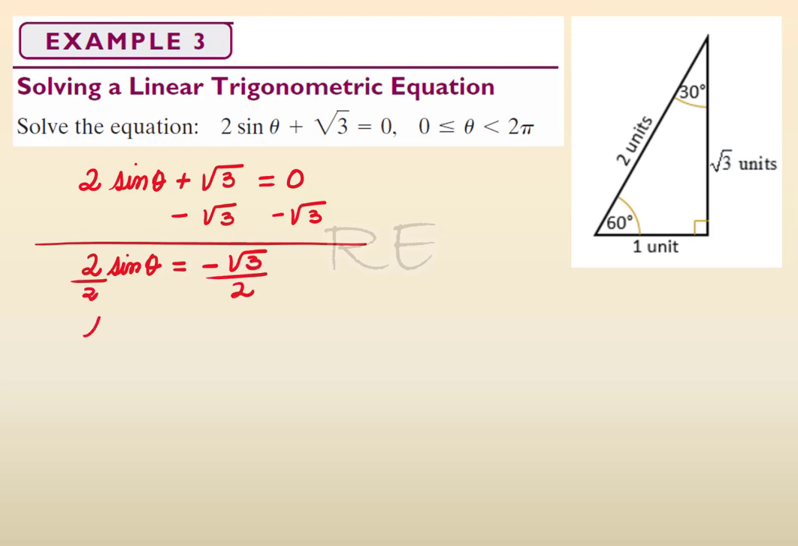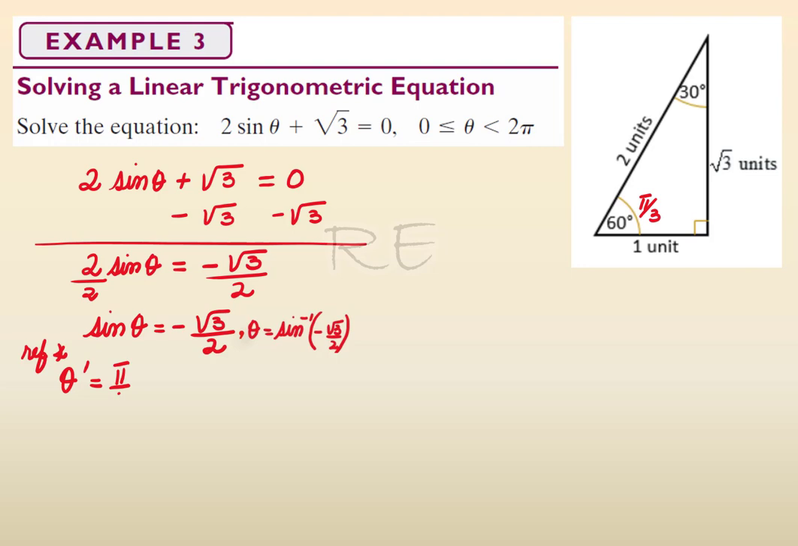When we divide both sides by 2, sine theta is equal to negative square root of 3 over 2. We're looking for the arc whose sine is negative square root of 3 over 2. The reference angle theta prime, according to the reference triangle, is pi over 3. Sine pi over 3 is square root of 3 over 2.